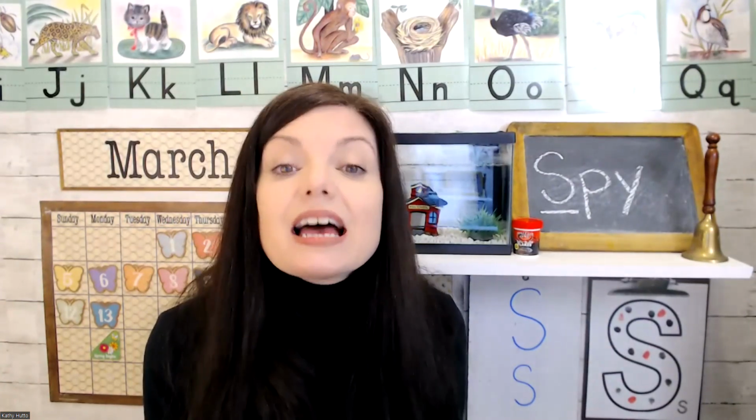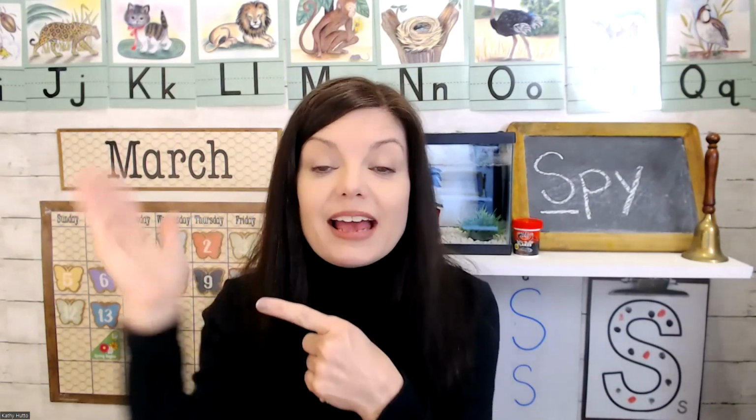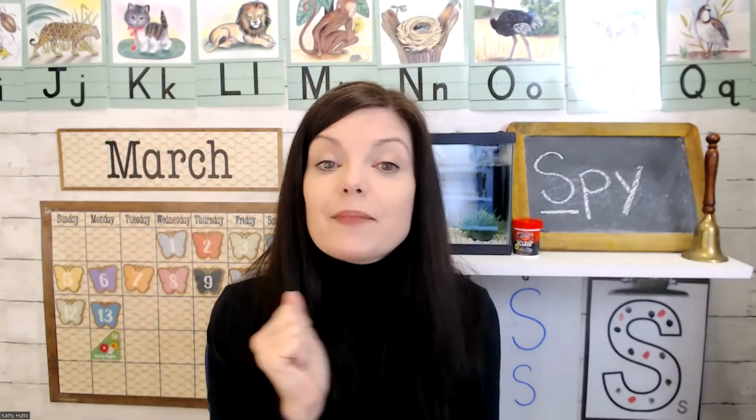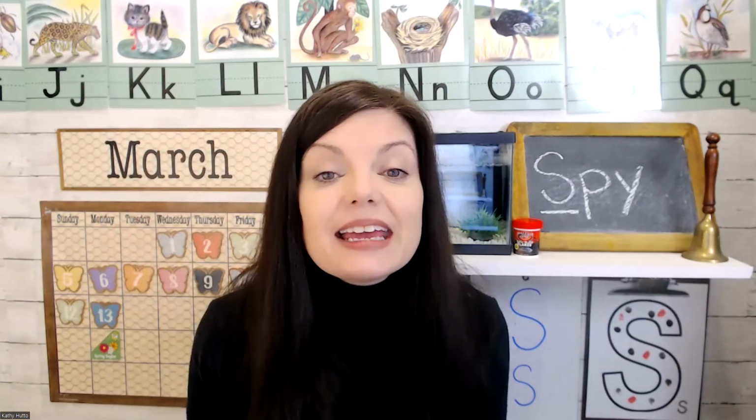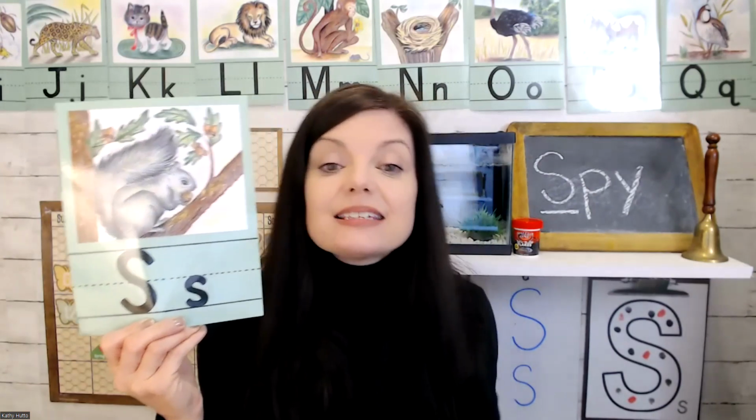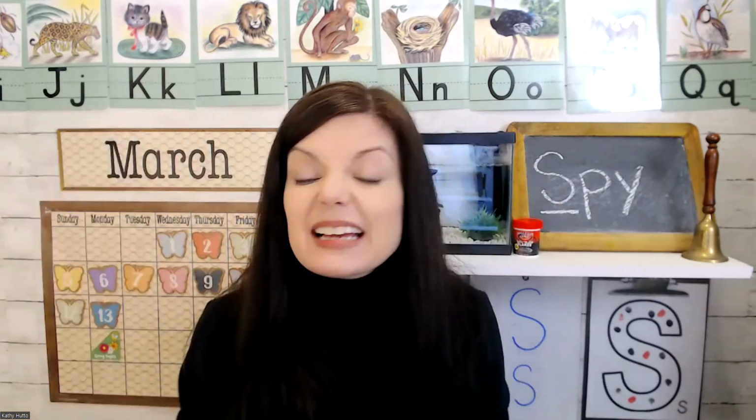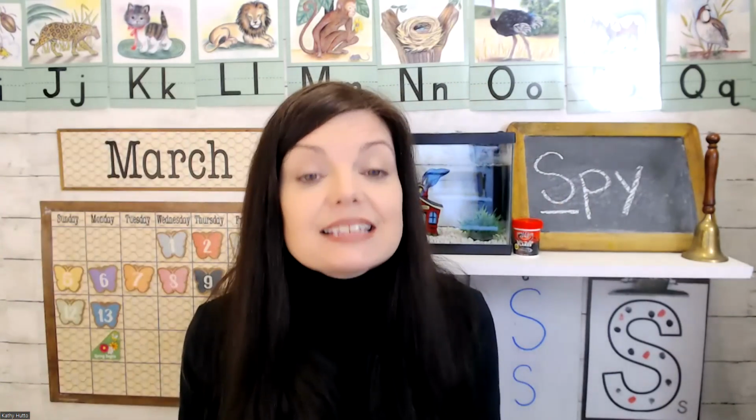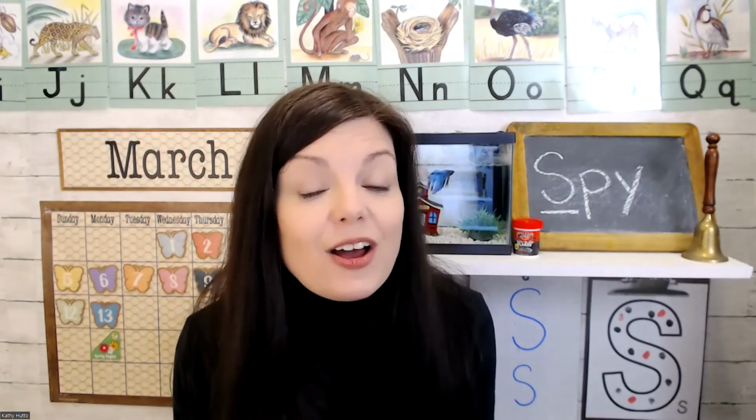Very nice. Well, letter S makes the sound S, S, S, like a snake. Our hand motion for letter S is this, like a snake. Can you do that? S, S, S, like a snake. That's what letter S sounds like. S says S, S, S, like a snake. S says S, S, S, as in spy also.